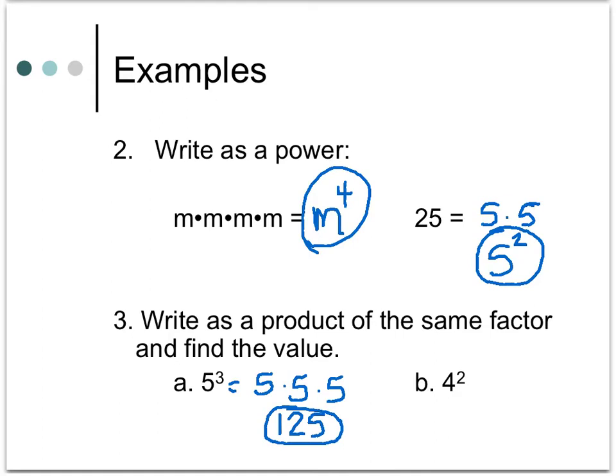Press pause and solve B on your own, then press play to see its solution. 4 squared should be 4 times 4, and 4 times 4 would give you 16.